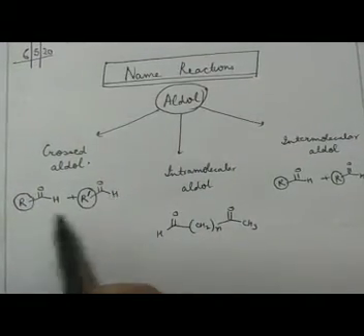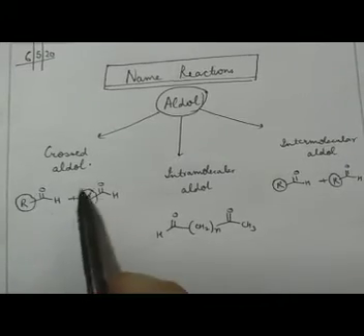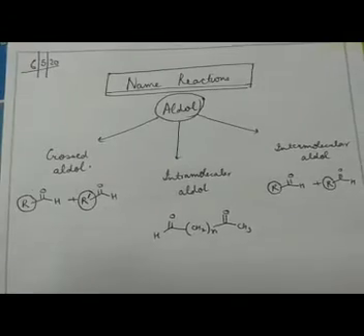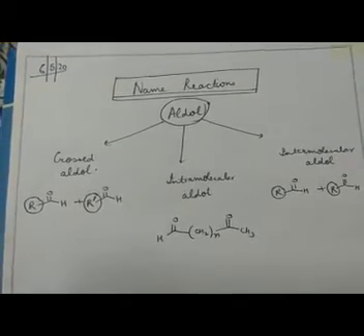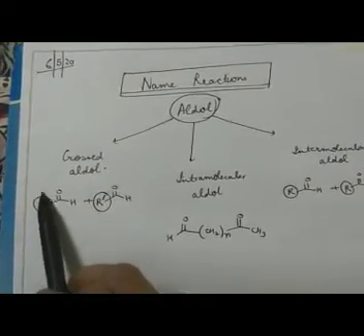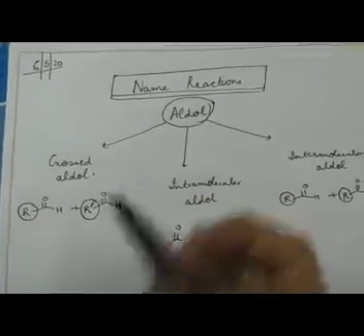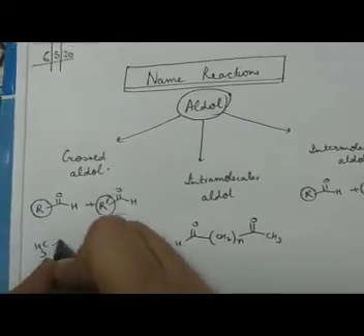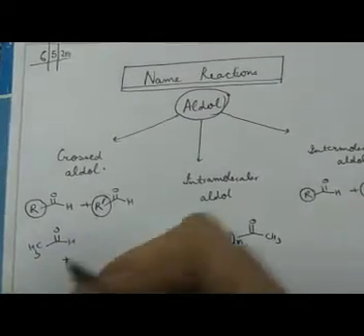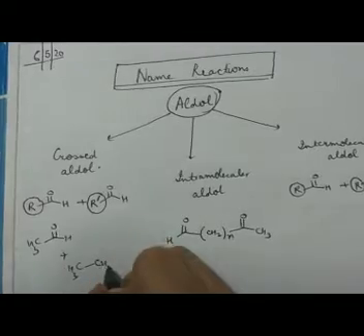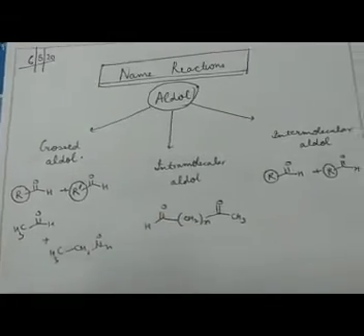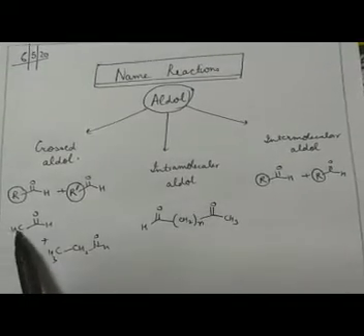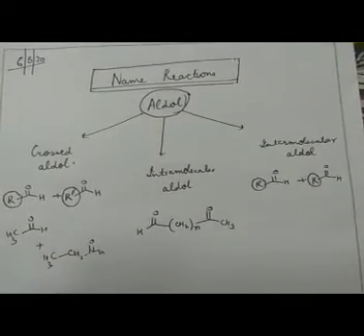In crossed aldol, the alkyl group of the two compounds, the two aldehydes, or maybe two ketones, or maybe one aldehyde and one ketone, is different. Alright, so maybe it can happen that we have ethanol and another compound is propanol. So it can happen, right? So this type of reaction is crossed aldol, in which two different compounds are combined.